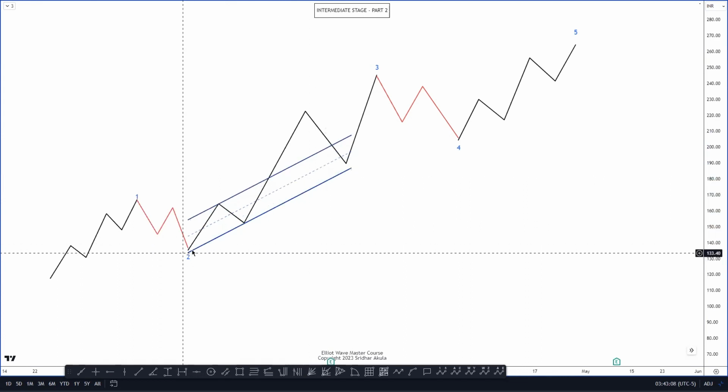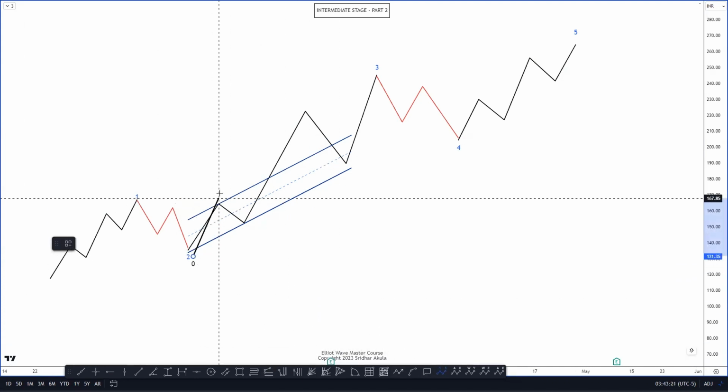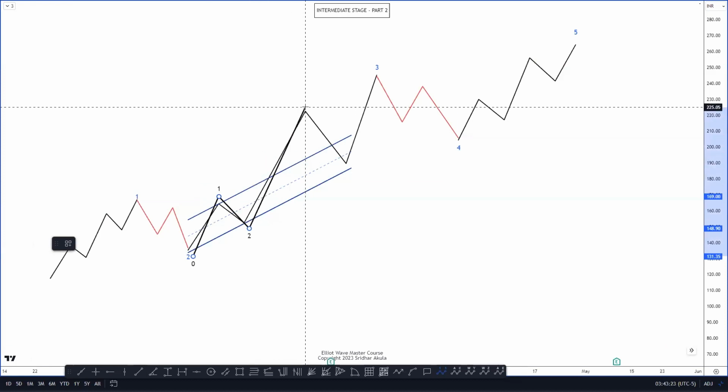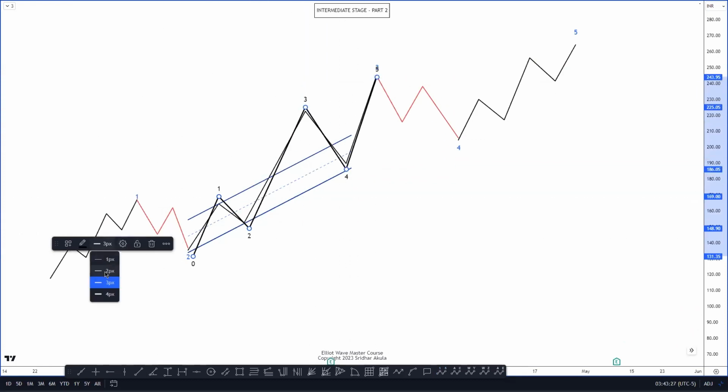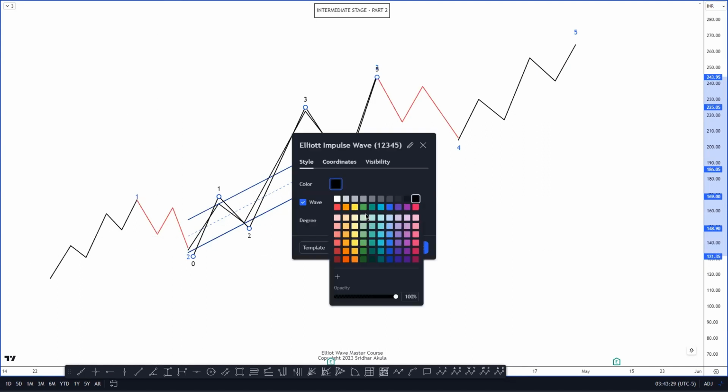So in this wave 3, it started from here, right? So we have started this as 0 point. Okay, 3.1, 3.2. So better I'll mark it like this for you guys. Just give me 1 second.